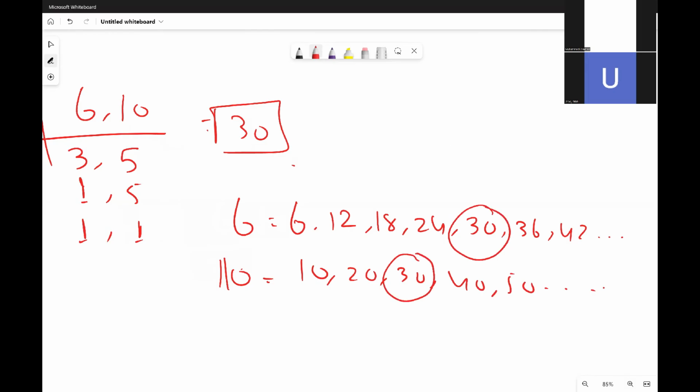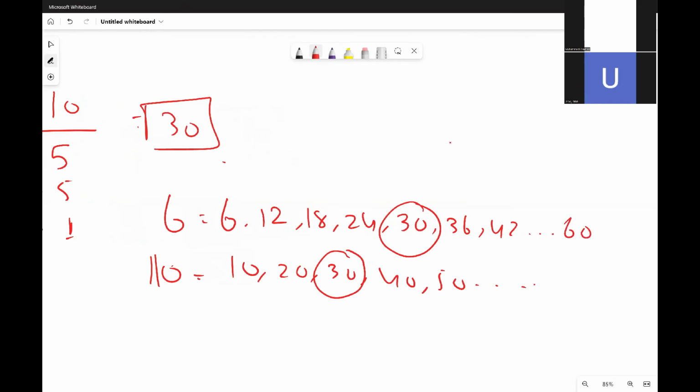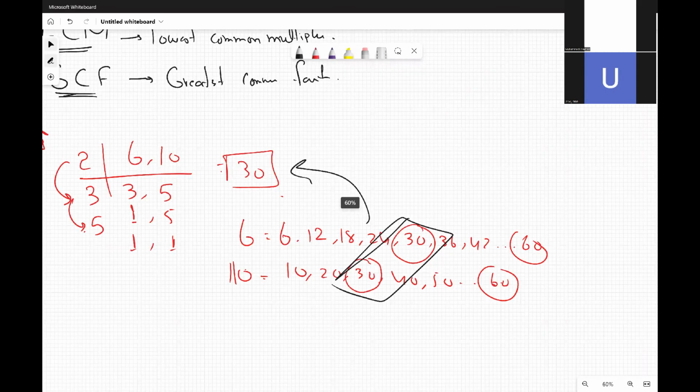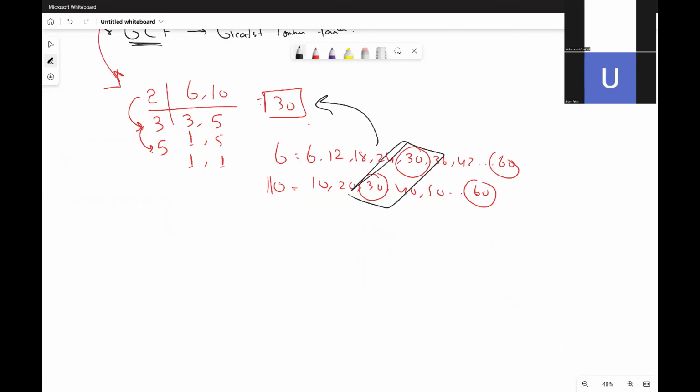Achha, 6 ke table mein 6 10s are 60 bhi aate hain aur 10 6s are 60 bhi aate hain, so there's another common multiple 60, but which one is the lowest common? 30, and our answer was also 30. All right, so this is what a lowest common multiple is. This is the concept of LCM.